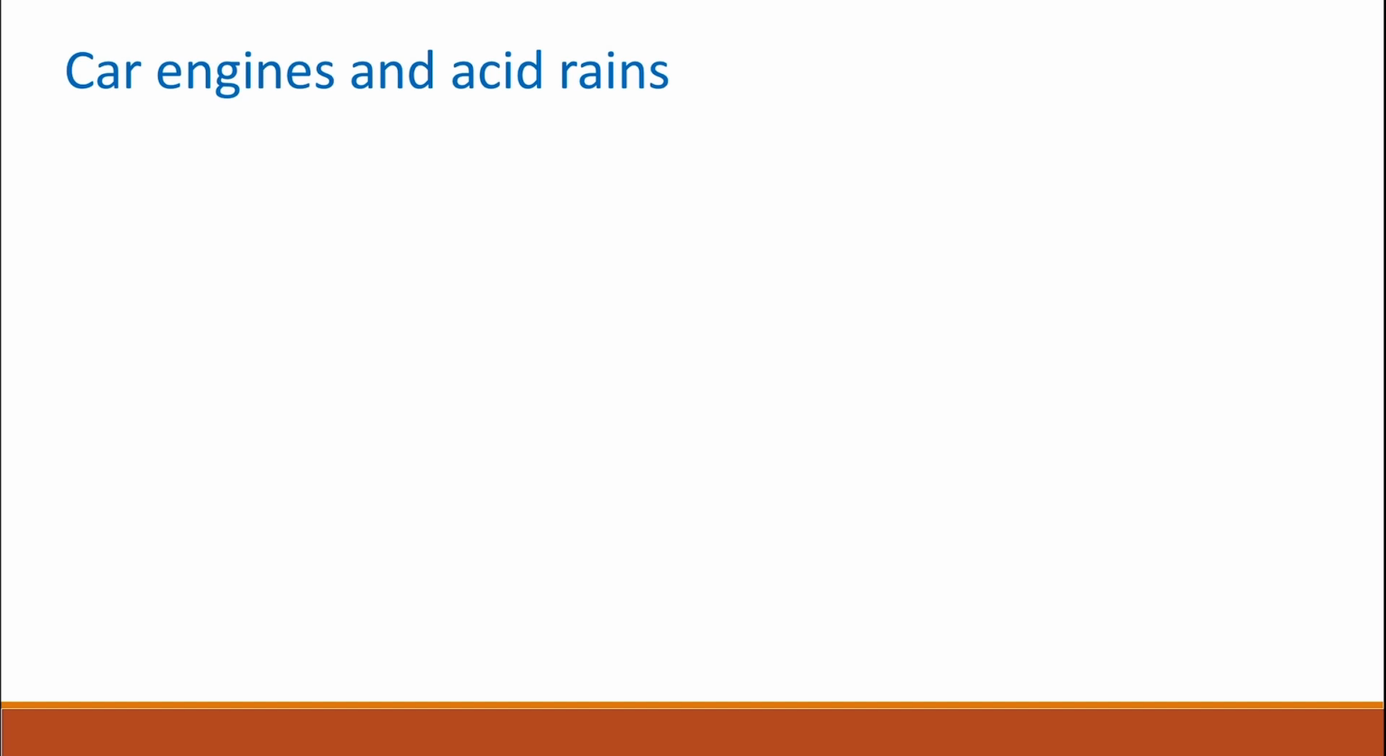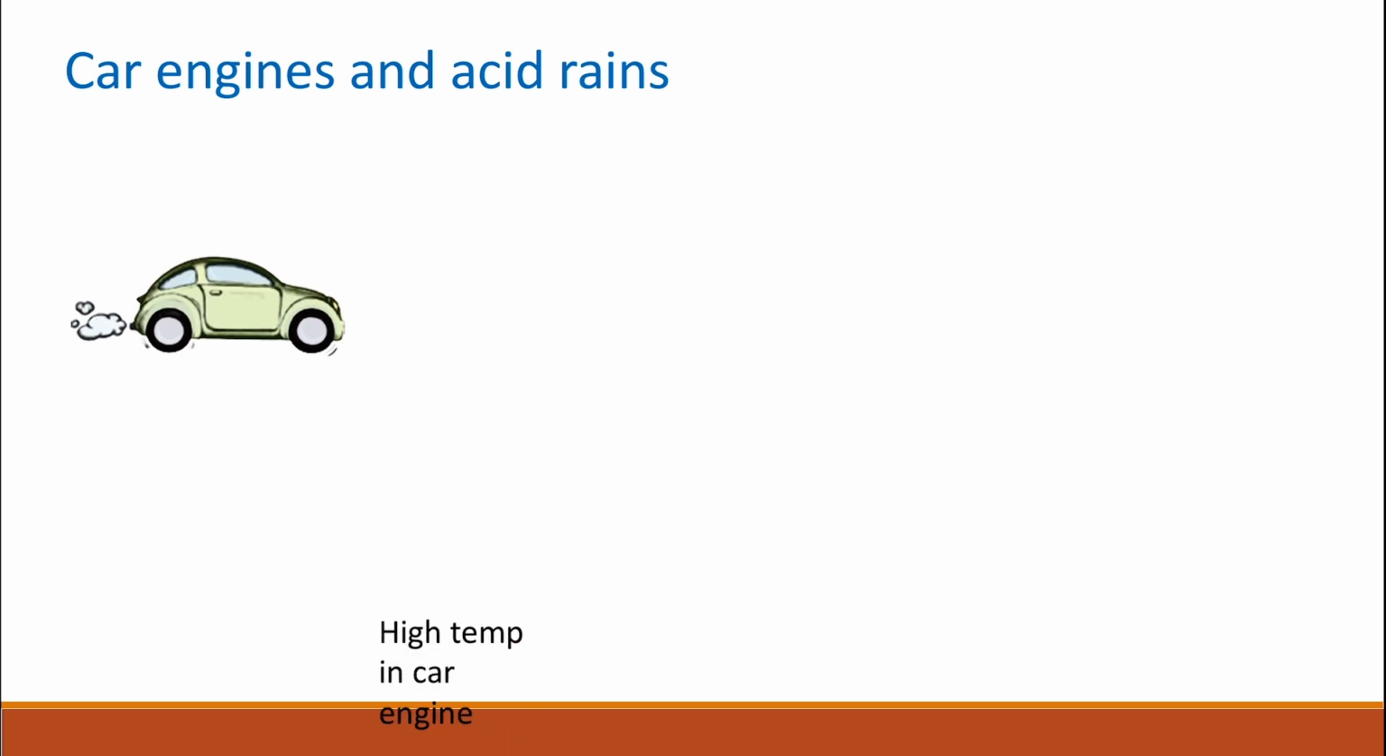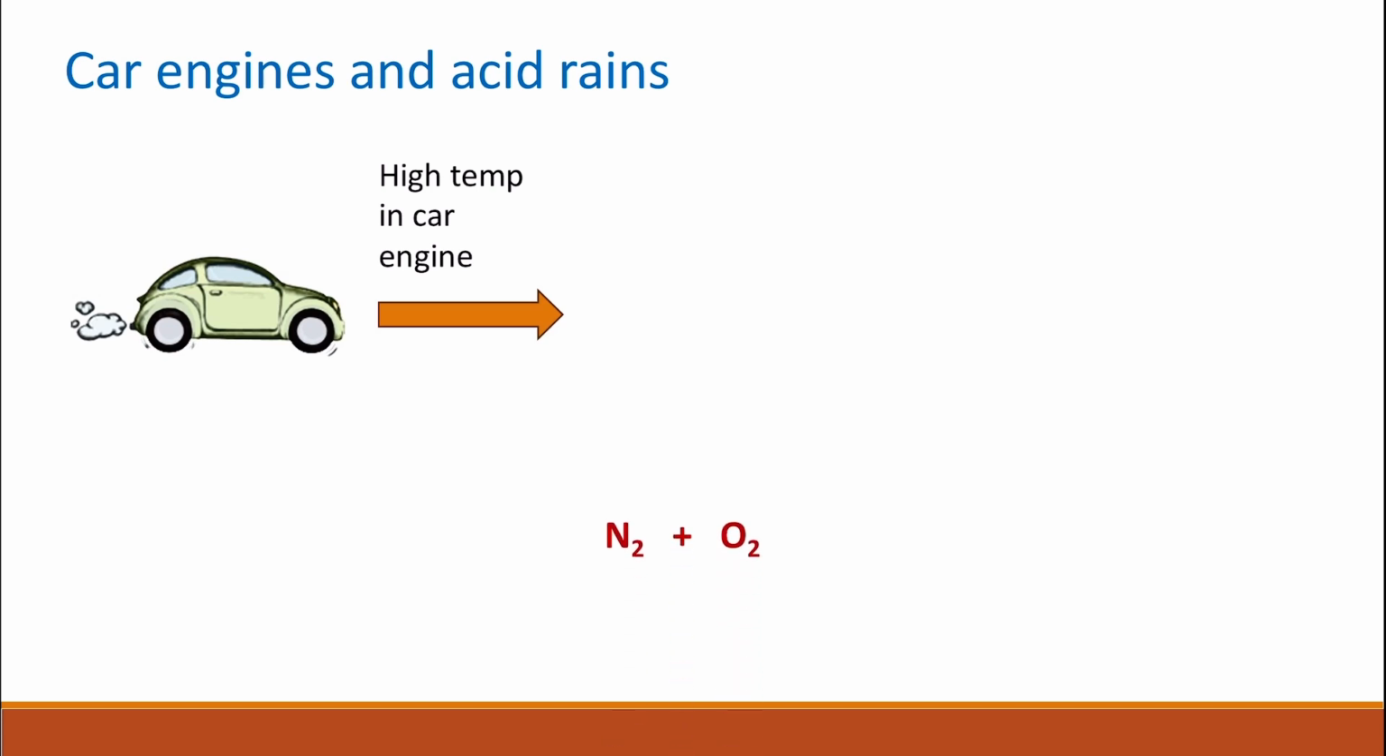Car engines and acid rain. Cars use fuel that comes from hydrocarbons, and because of the very high temperature in the car engine, the nitrogen and oxygen from the air can react together and bind to give oxides, nitrogen oxides, like nitrogen oxide and nitrogen dioxide.